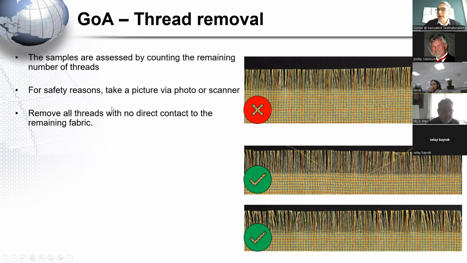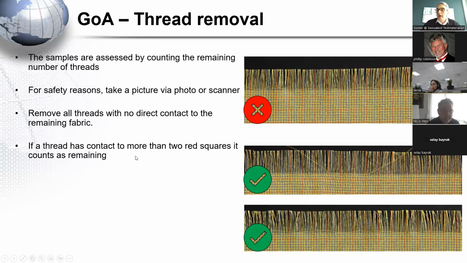First, remove all threads with no direct contact to the remaining fabric. Here on this picture, you see this thread, there's a small gap. I hope you can see there is a small gap between these threads which have direct contact and still lay very close together, and this one, and this has to be removed because there is a gap. It does not have any direct contact to the remaining fabric anymore.